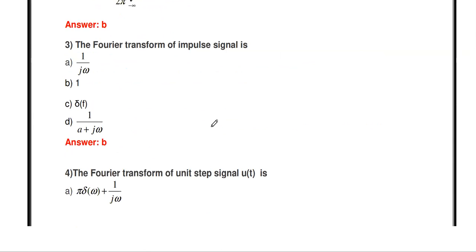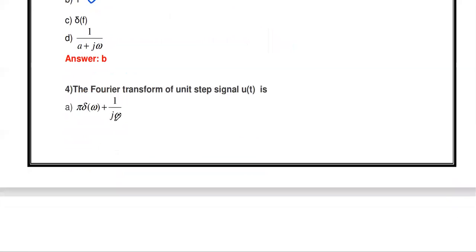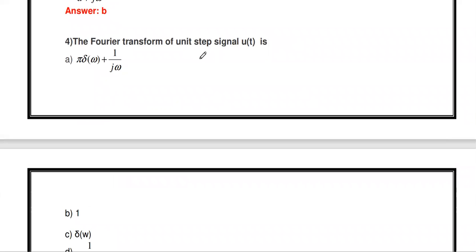The third question: the Fourier transform of the impulse signal. You should remember the Fourier transform answers of some standard signals. The Fourier transform of the impulse signal del of t, using the Fourier transform formula, is 1. For any transform, if you take the transform of the impulse signal, the answer should be 1.